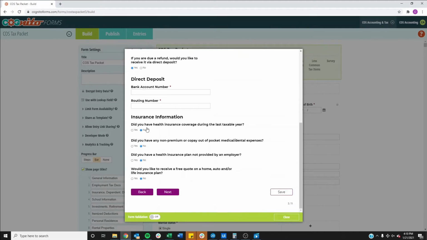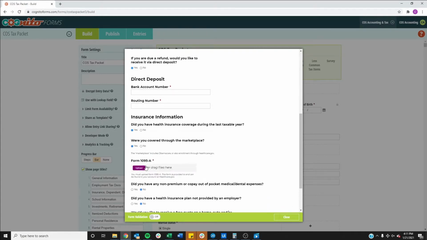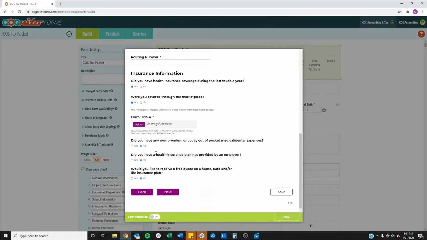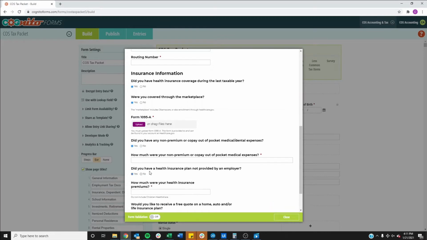The last section on this portion of the tax packet is your insurance information. If you had insurance coverage, it will ask if you're covered through the marketplace, which is Obamacare, in which case your insurance provider would have issued you a 1095-A. If you're issued a 1095-B or C, you'll not need to worry about this section. This is more for 1095-A, and if you're covered through the marketplace. If you had any non-premium copay out-of-pocket medical expenses, this is where you can put that dollar amount. And then if you had health insurance that was not covered by a W-2 employer, you can put how much your health insurance premiums were.